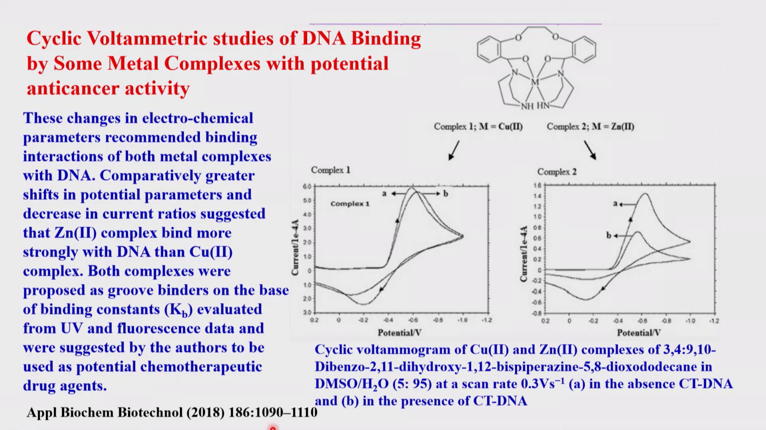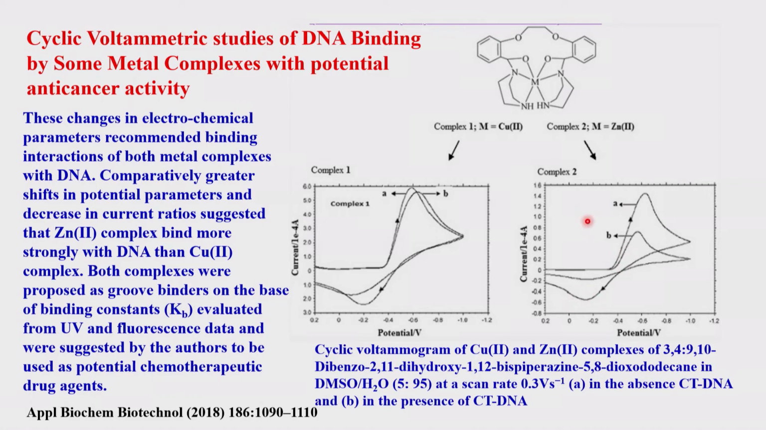Now you have a complex of this. M is one time copper, other time zinc. You can see this is added to the DNA, and look at this cyclic voltammetry. The A is as it is, B is when added to the DNA. The changes are very minute here. Whereas when you make the zinc complex, the changes are dramatic here in the current and the separation, everything.